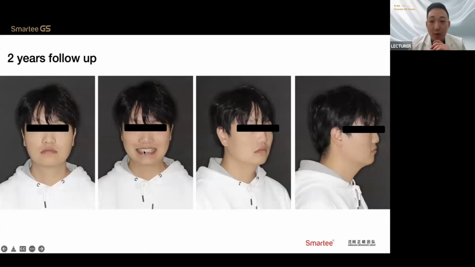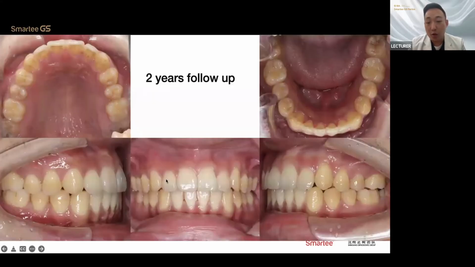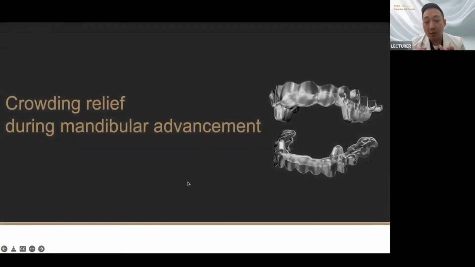Okay, here's the two years follow-up of this young gentleman. You can see the profile is also very good, and the occlusal relationship is always the class 1 relationship, and the midline is perfect. That's the 2 years follow-up of what we found. Okay, the next advantage: we will talk about the crowding relief during the mandible advancement.